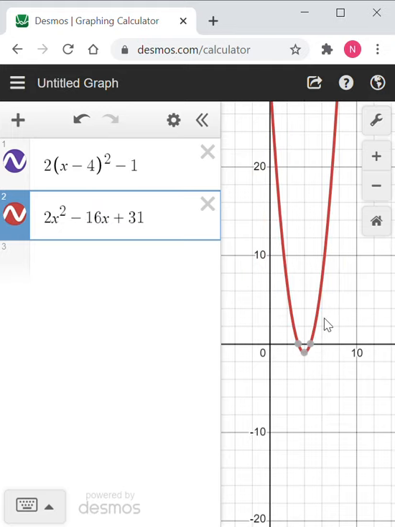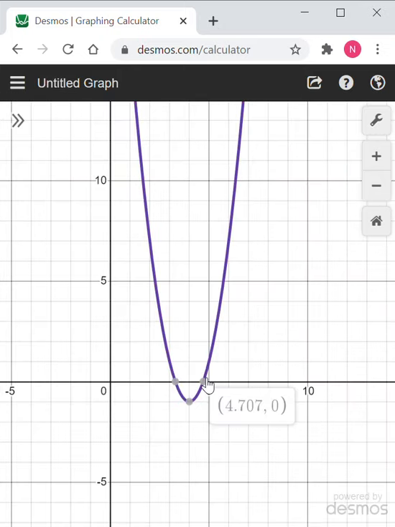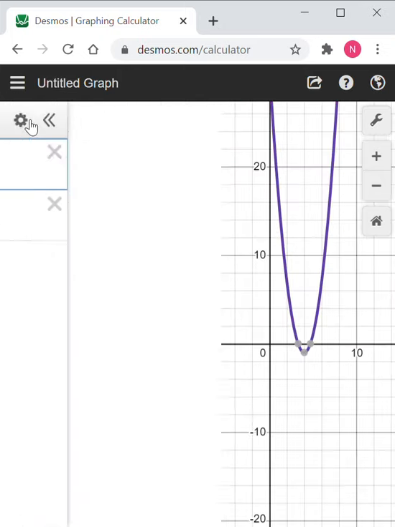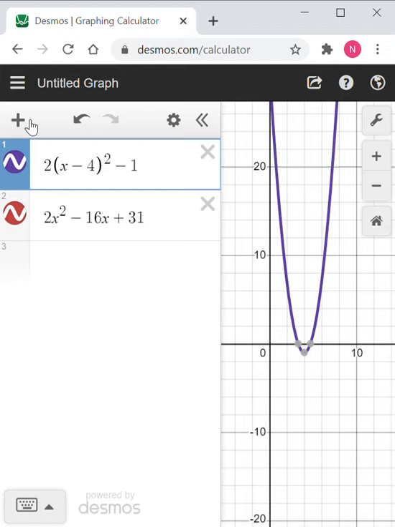When you graph them, you should only end up seeing one graph. And so that means that they are graphed on top of each other, and so they are the same, they are equivalent. So when you get multiple choice questions that say which equation is equivalent to 2(x - 4) squared minus 1, what you can do is just compare their graphs. If they're exactly the same, you know that they are equivalent to each other.